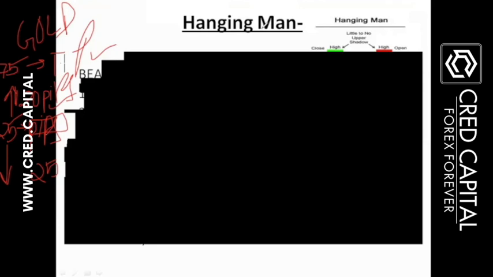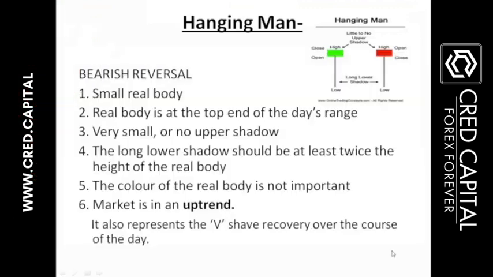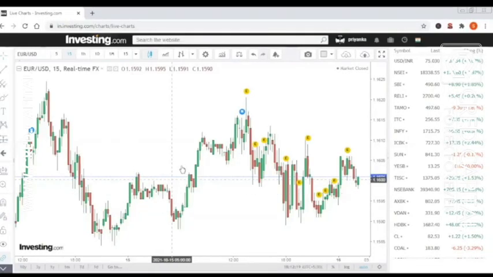I hope you can see the live chart here. Just wait. This is the live chart, okay, in the Euro USD. So here we can see the Euro USD. I hope everyone can see my chart, right?